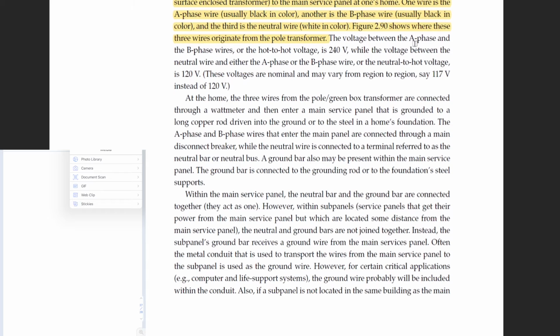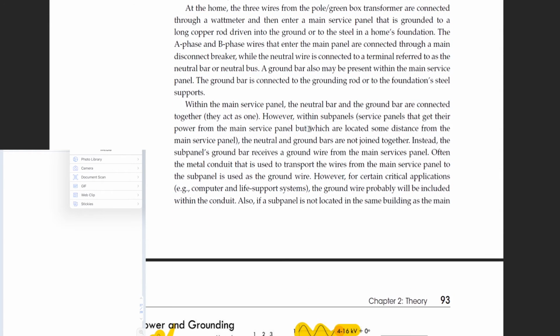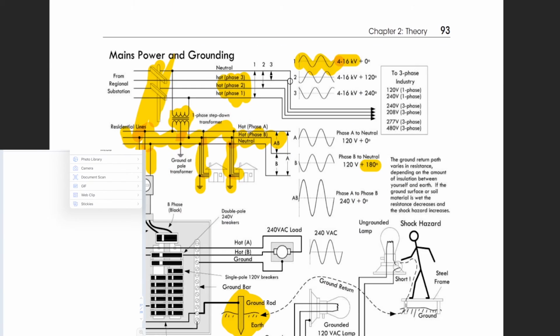So it shows where these three wires originate from the pole transformer. Okay, here. Yeah. The voltage between the A phase and B phase, or the hot, is 240 volts. Does that mean the peak voltage? I mean, sorry, the peak to peak is 240 volts, while the voltage between a neutral wire and either is 120. This is actually super interesting.